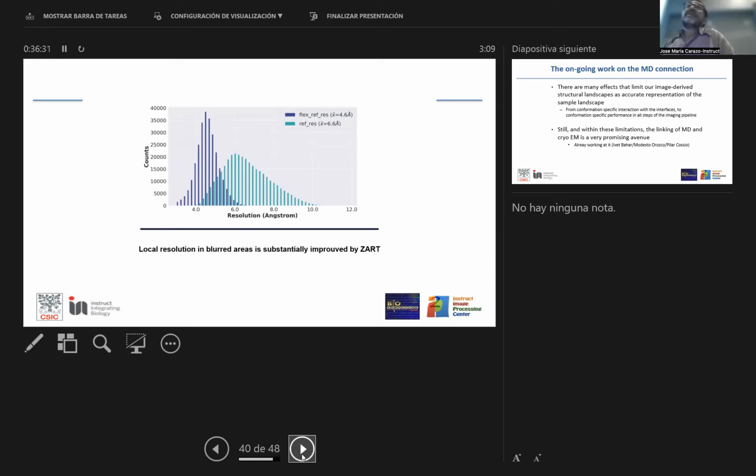But really, if you have a case of continuous flexibility that can be modeled by a flexibility field, which is not always the case, this is working very nicely. And you get higher resolution in those blurred areas of the map where you may get stuck, where you may not be able to model.